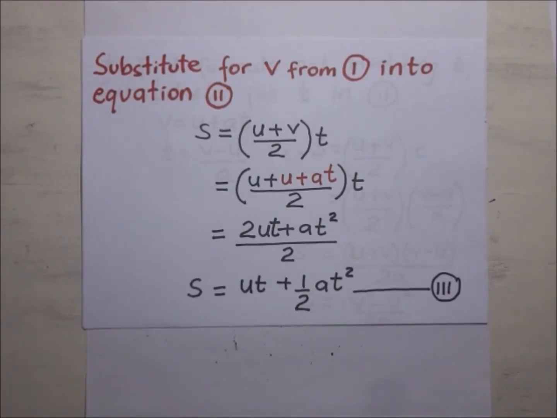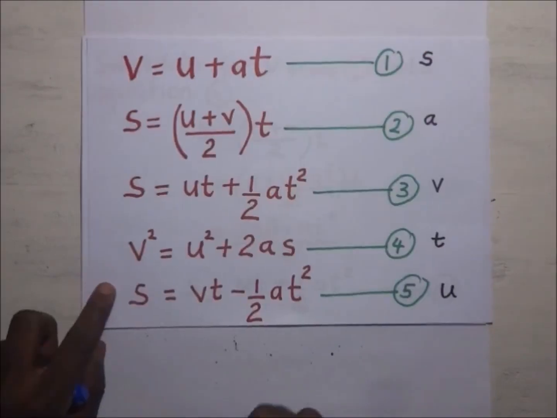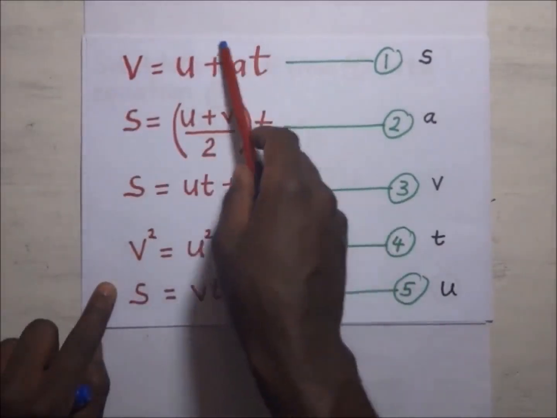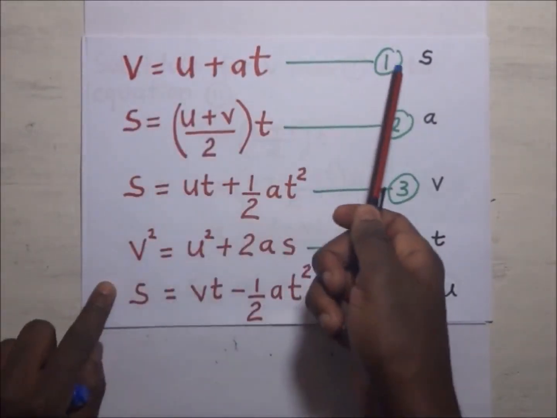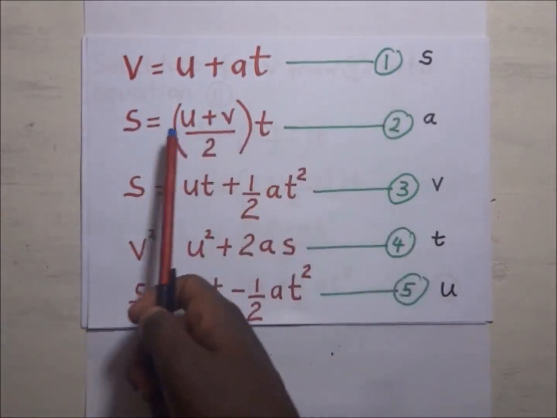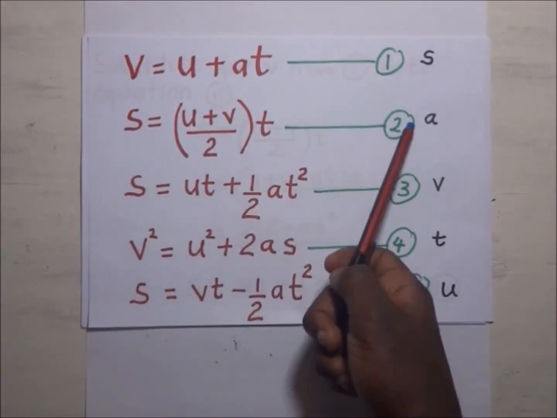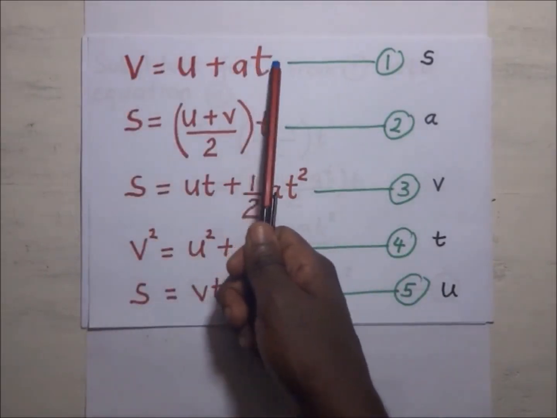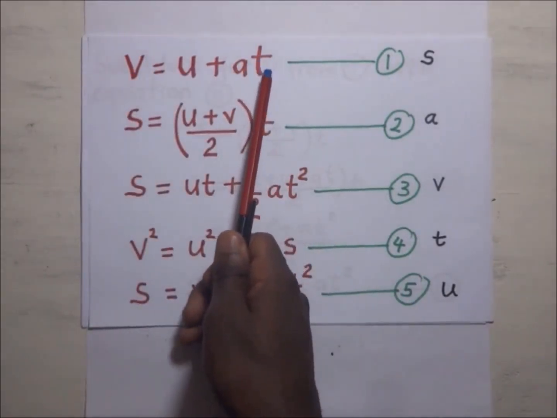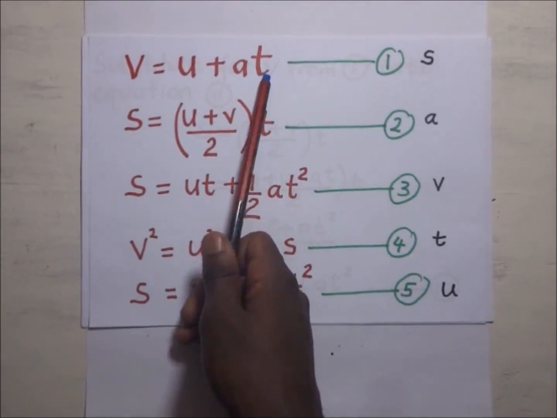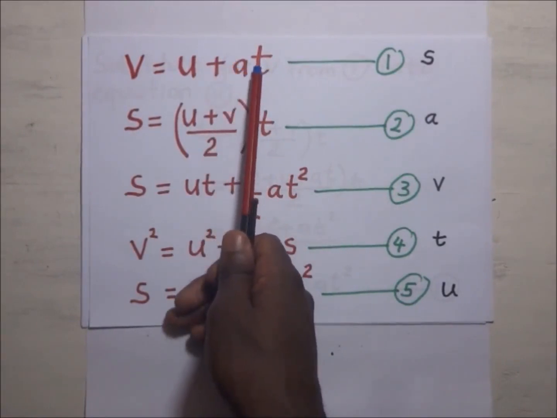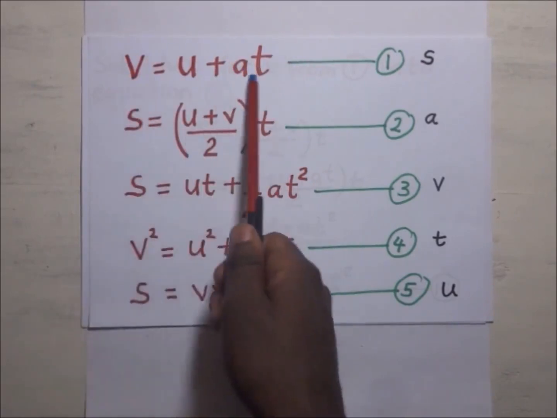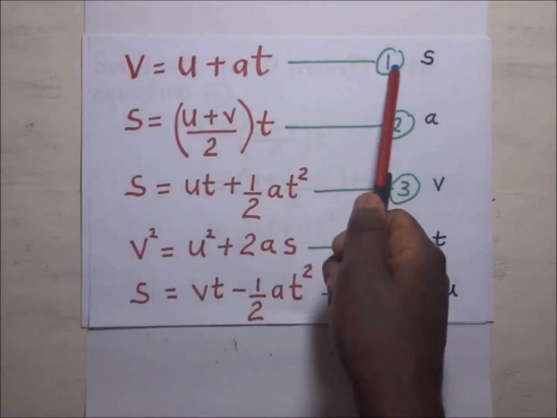Now, the first two equations of motion we got: we got the first equation of motion using the graph, and we got the second equation of motion also using the graph. When we got the first equation of motion, we were basically depending on the theory that acceleration is equal to the rate of change of velocity. From the definition of acceleration, we were able to derive this equation.